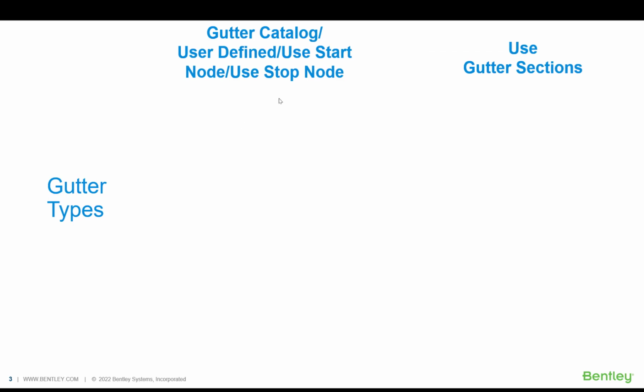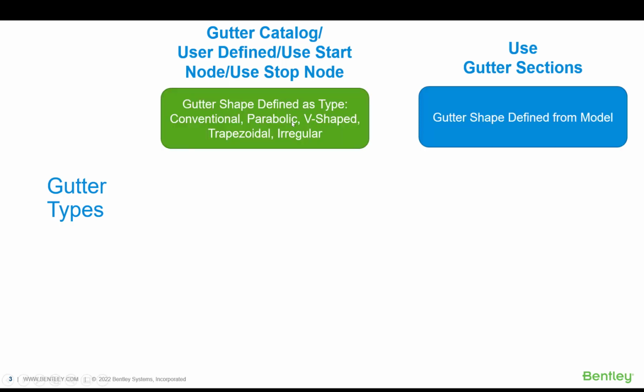There are various shapes that we can choose from when we're placing gutters, but I'm going to categorize the gutters into two different categories. So category 1 is going to be the gutter catalog, user defined, and then use start and stop node. And then category 2 I'll call just use gutter sections. First we'll take a look at the difference between the shapes.